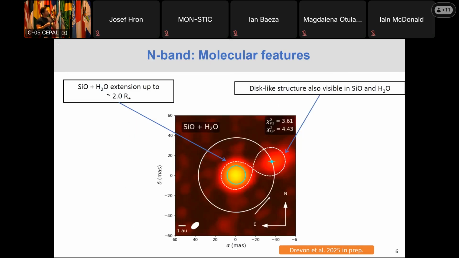In N band, for the molecular part, you have water and SiO atmosphere extension up to 2.0 stellar radii. And at the exact position of the binary, you have this disk-like structure, which is also visible, a bit more blurry because the resolution is not the same as in L band, and also made of those types of molecules.